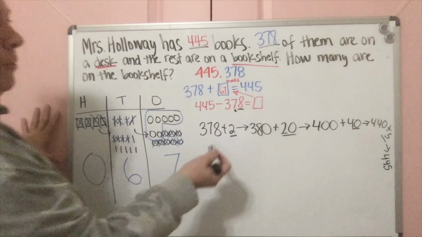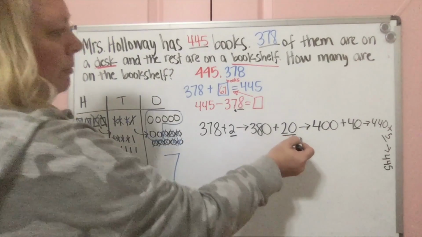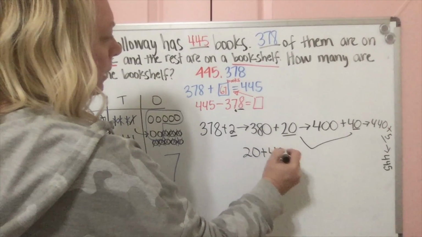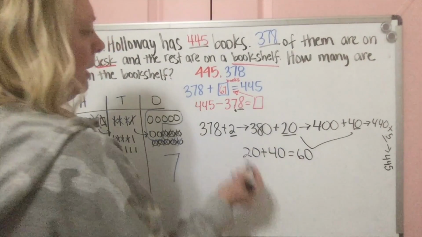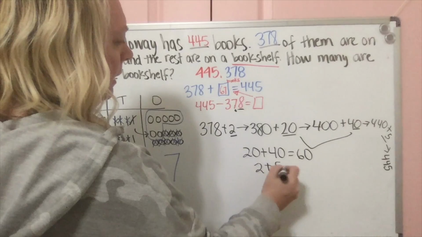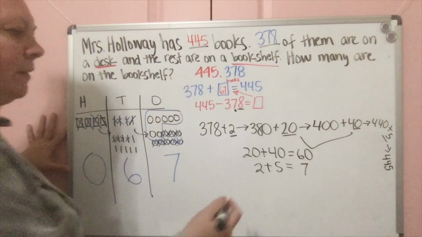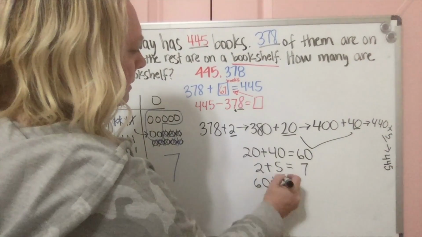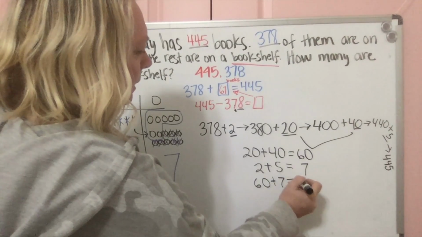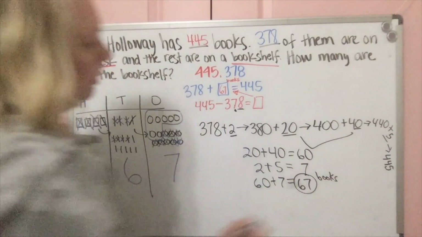All right, so now what I'm going to do is I'm going to take my bigger number. These are all the numbers that I've added. I'm going to take my bigger numbers, 20 and 40, and I know that 2 plus 4 is 6, so 20 plus 40 is 60. Then I have to add 2 and 5, and I know 2 plus 5 is, that's right, 7. So now I've got 60 plus 7 equals 67. And your answer is 67 books.